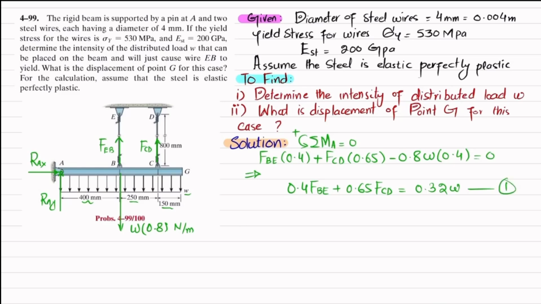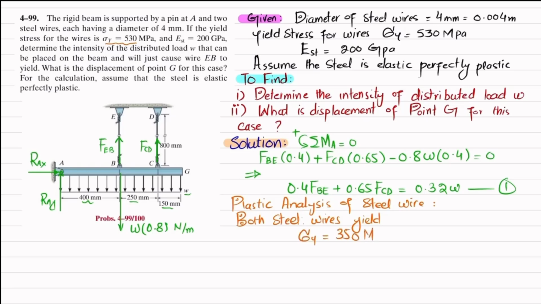Now we cannot apply any other equilibrium equation because it will not give you our required answer. So we will perform plastic analysis of steel wires. What do you mean by plastic analysis? That the force is producing yield, the force is yield stress, and it is deforming permanently. So we will assume that both steel wires yield, meaning they are deforming permanently. For that we have been given the yield stress, and we know that yield stress is equal to yield force divided by area.